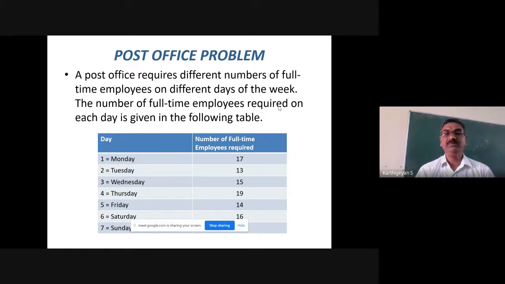The number of full-time employees required on each day is given in the following table. So the requirement is, on Monday, 17 full-time employees, Tuesday 13, Wednesday 15, and so on. So some data is given, right? These are the number of persons required on each day.